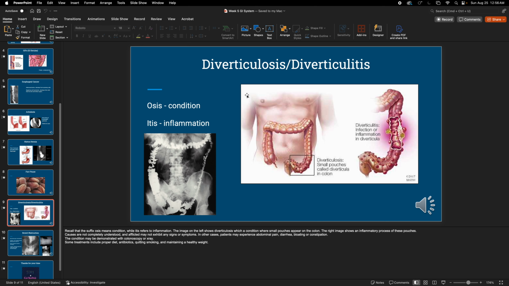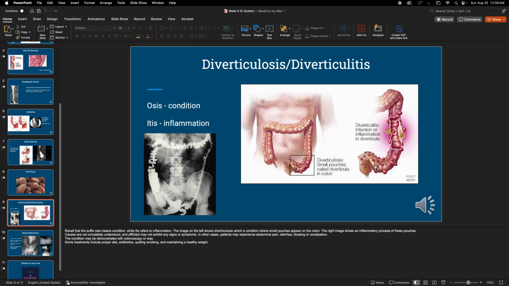The next condition we'll talk about is diverticulosis or diverticulitis. One is a condition, one's an inflammation. The suffix itis just means inflammation, so you've heard this term before, right? Osis is just a condition of having small pouches called diverticula. They're not causing any problems, it's just there.